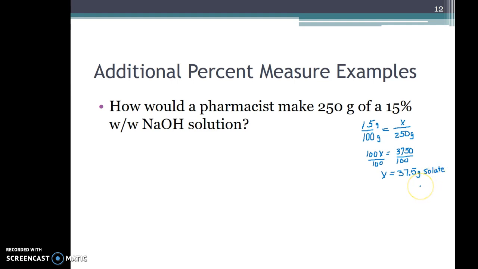Next thing that we need to figure out is how much solvent. So since the labels match, I can do some subtracting. So I know that the entire amount that I want is 250 grams. I'll subtract out this 37.5 grams, and that will give me 212.5. Now the word for this is the solvent. It's the thing that will do the dissolving.